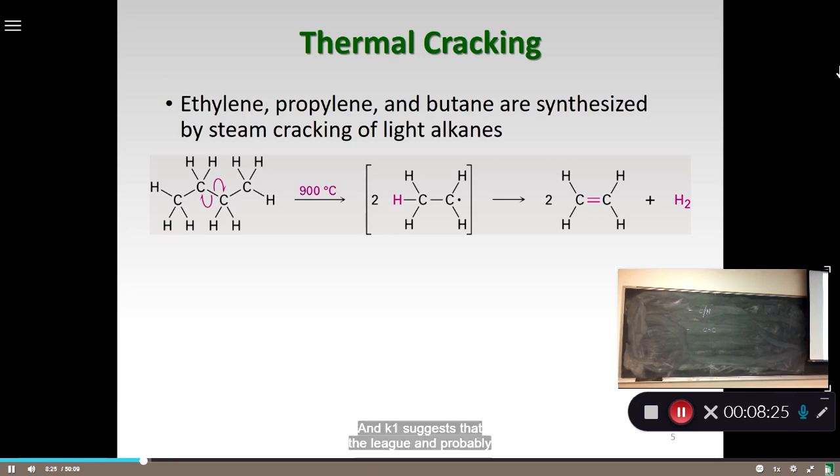This is a somewhat difficult reaction to do. Why? Because you need to provide very high temperatures, and since it's a radical reaction, we have less control over it. If you want some fancy alkenes, this reaction probably will not do that. So it is limited when it comes to the type of alkenes that you can make.